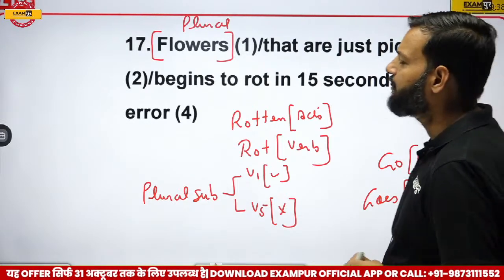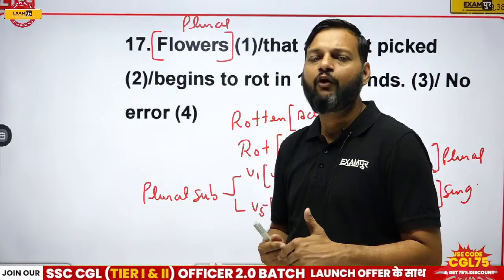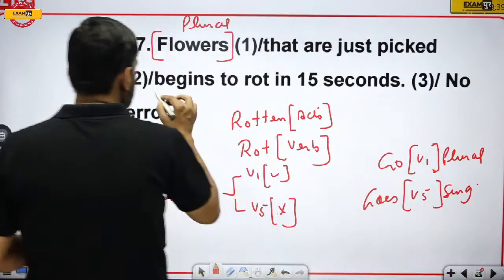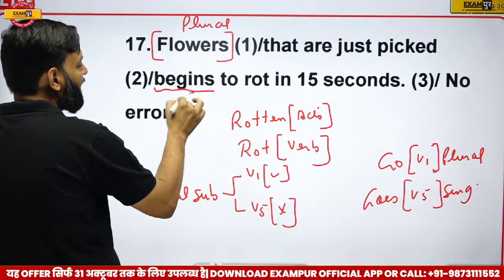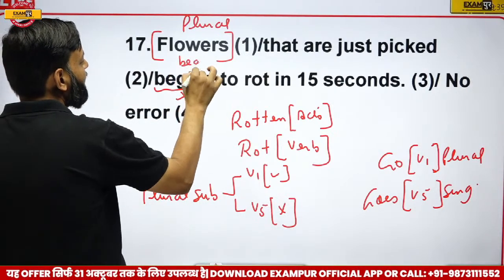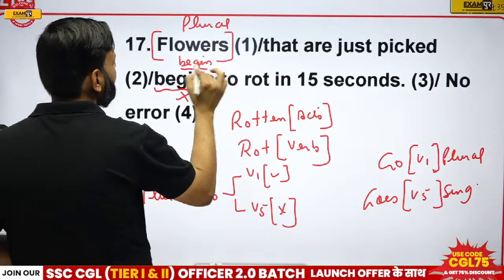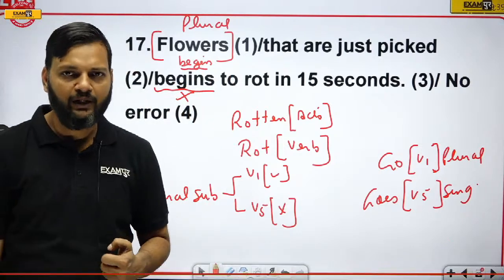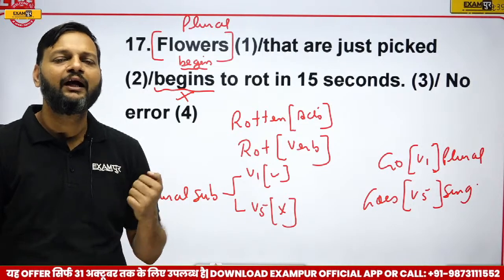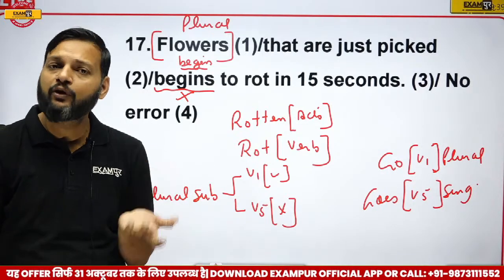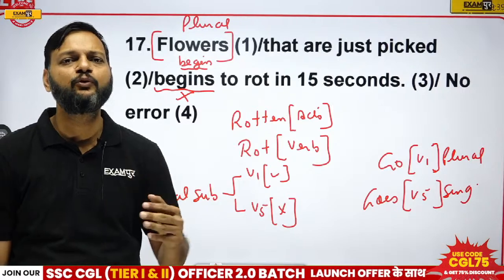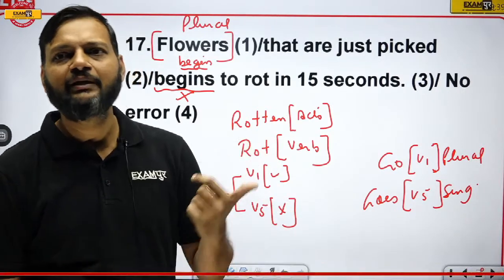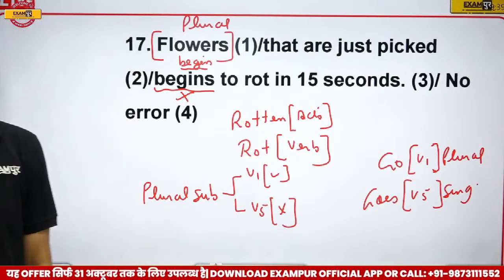So here flowers is plural, which should be followed by a plural verb. Here begins is the fifth form. So begins will be replaced by begin, because flowers is plural and a plural subject should be followed by a plural verb, and the first form is plural whereas the fifth form is singular. So begins will be replaced by begin.